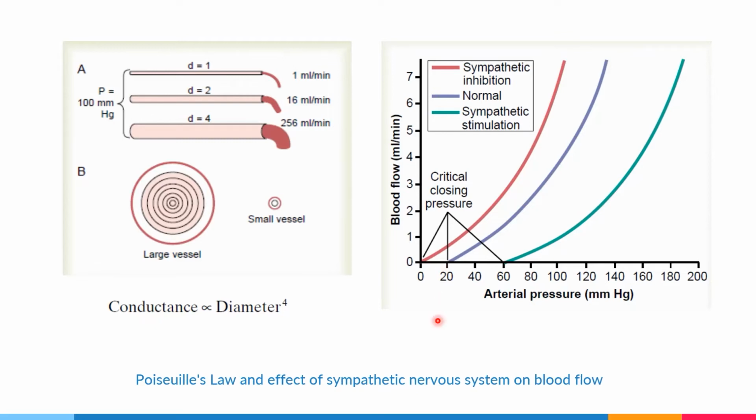Next, we also observe the effect of the sympathetic nervous system on the flow of blood. As we have already known, the sympathetic nervous system can affect the rate at which the heart beats as well as the cardiac output. And thus, when there is sympathetic stimulation, as we can see right here by the green curve, the arterial pressure at which blood flows can increase by a lot. Whereas in case of sympathetic inhibition, the arterial blood pressure can drop to nearly zero. Thus, this is also a mechanism by which the nervous system can control the rate of blood flow by affecting the arterial pressure directly.